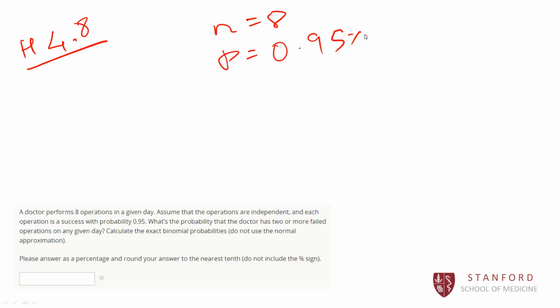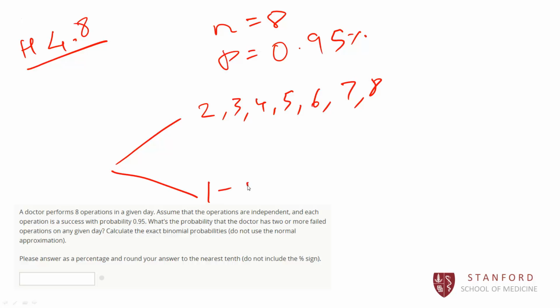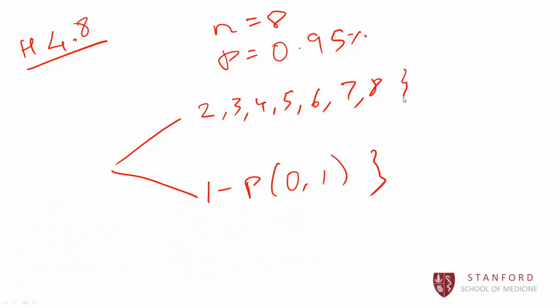There are 2 ways of solving this question. We could either find the probability that the doctor has 2 or 3 or 4 or 5 or 6 or 7 or 8 failed operations on a given day, or we could just find the probability that the doctor has no failed operations or 1 failed operation on a day, add them up, and subtract them from 1. That should give us the same answer. And because the second method has us adding up only 2 terms of the binomial distribution, it's much simpler to calculate than the first method, so that's the one we'll be using.